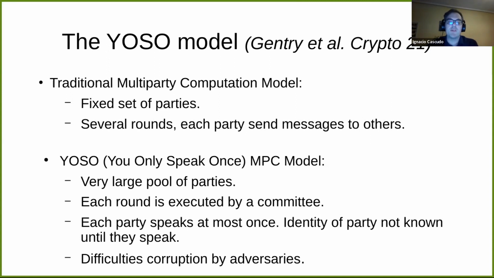Essentially, the motivation for this model is that it makes corruption by adversaries hard. The adversaries don't know which parties are going to speak until they do, and when they do, it's too late to corrupt them, because they have already spoken and are not going to participate anymore in the protocol. So that's the motivation of this model.